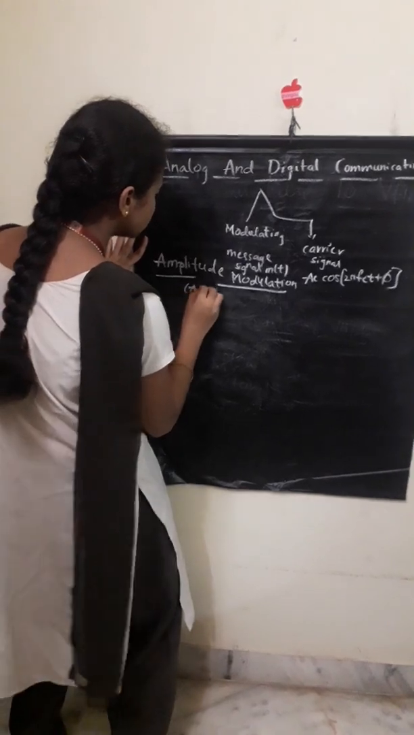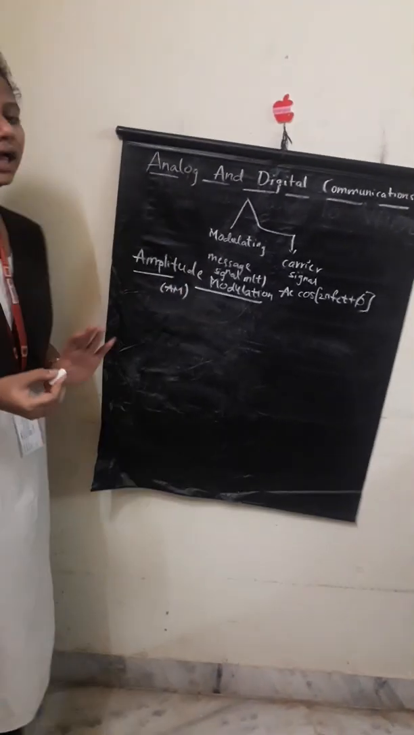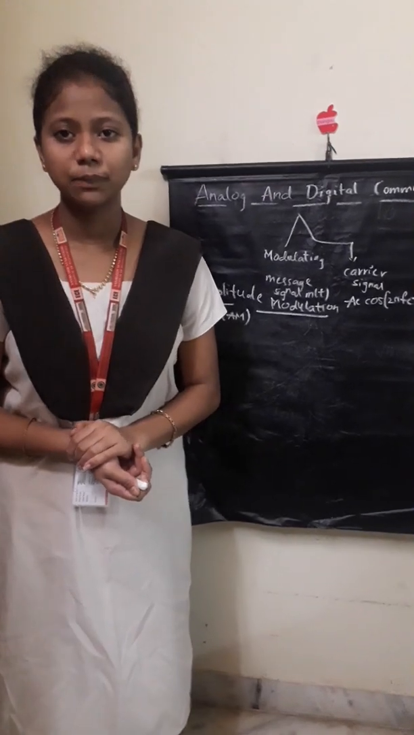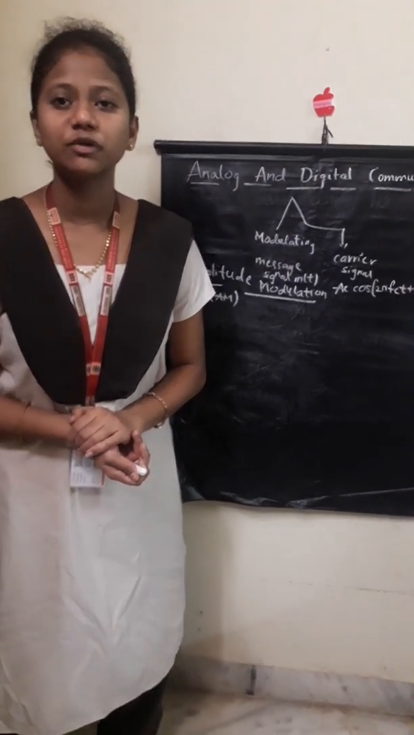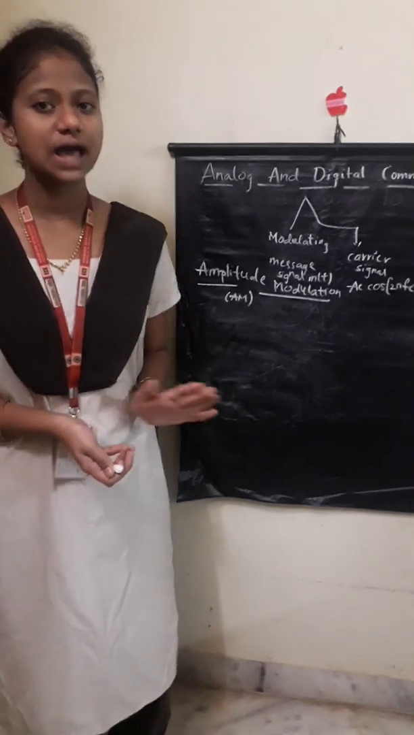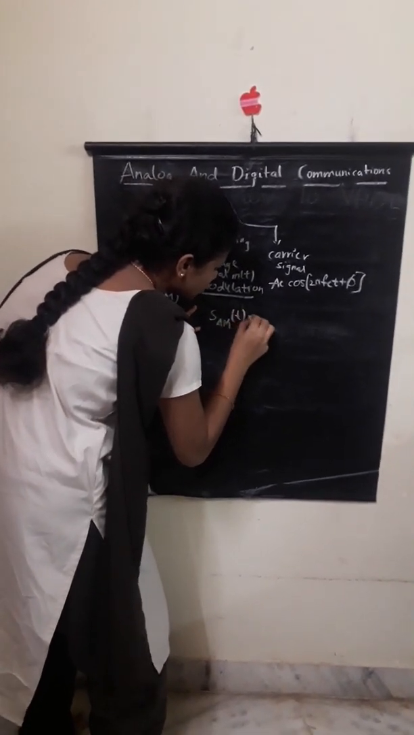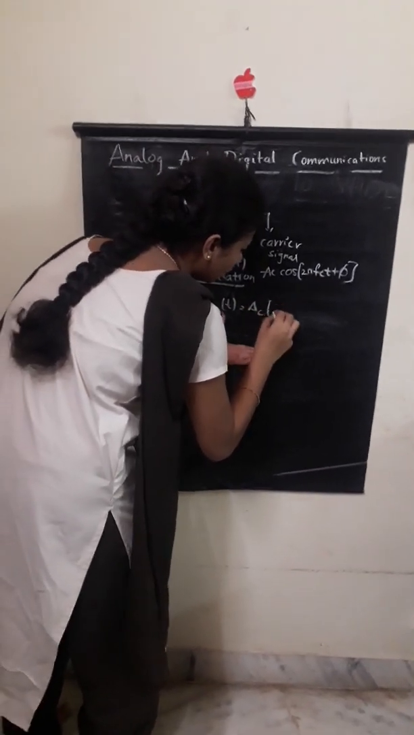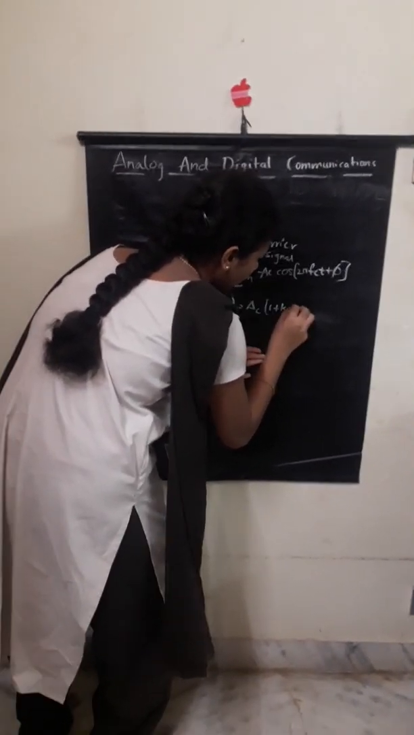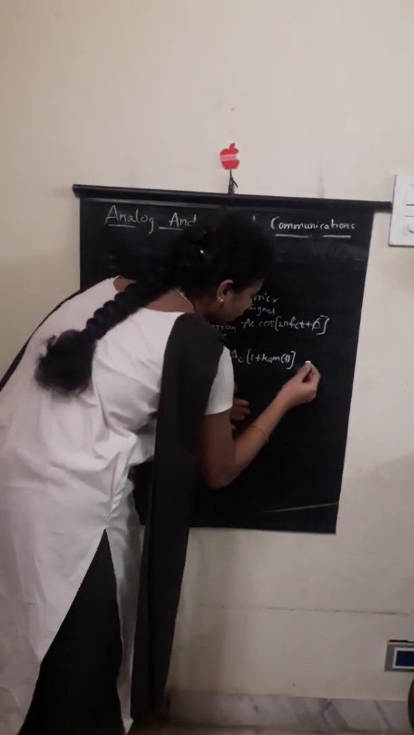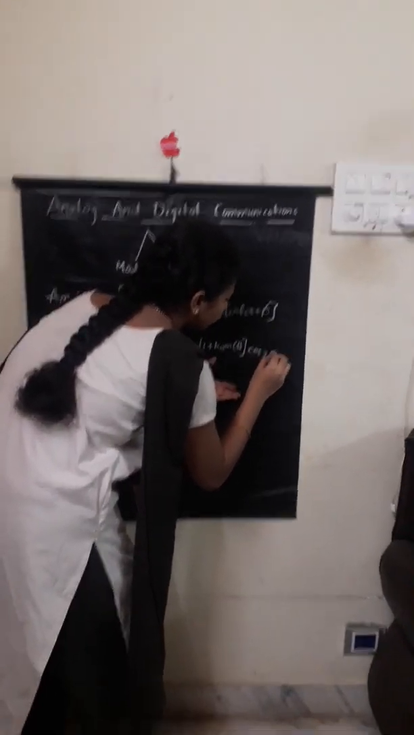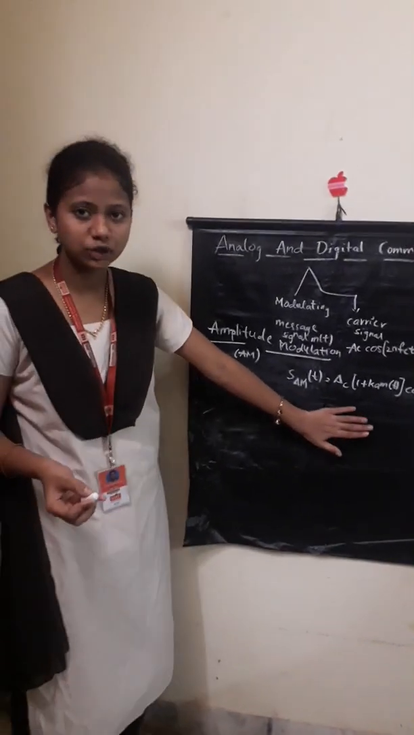Amplitude modulation, which is AM. In AM, if we change the amplitude according to the message signal by keeping frequency and phase constant, then it is known as amplitude modulation. We have a specific expression for amplitude modulation, which is s_AM(t) equals Ac into (1 plus Ka m(t)) into cos 2π fc t. This is the basic expression of amplitude modulation.